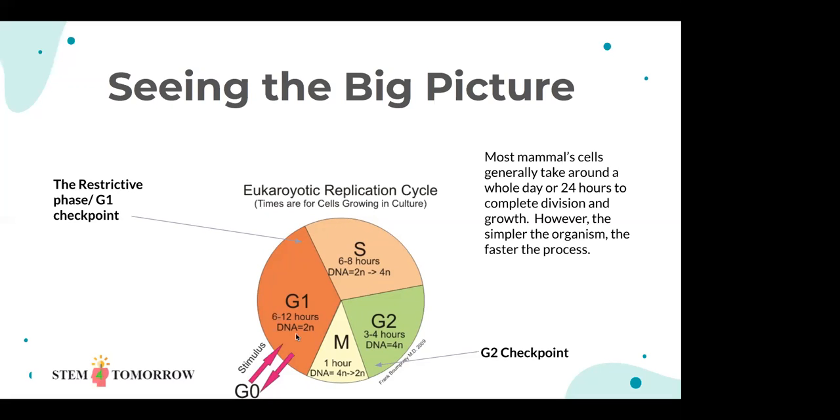And it also gives you what's good about this diagram. It tells you the amount of time that a cell typically takes in each phase. So you can see that phase takes like 6 to 8 hours, while the mitotic phase is really like the quickest part besides interphase, and it's only 1 hour. So most mammal cells generally take around a whole day or 24 hours to complete division and growth. But with smaller organisms with less variety of cells, it can take a lot faster.